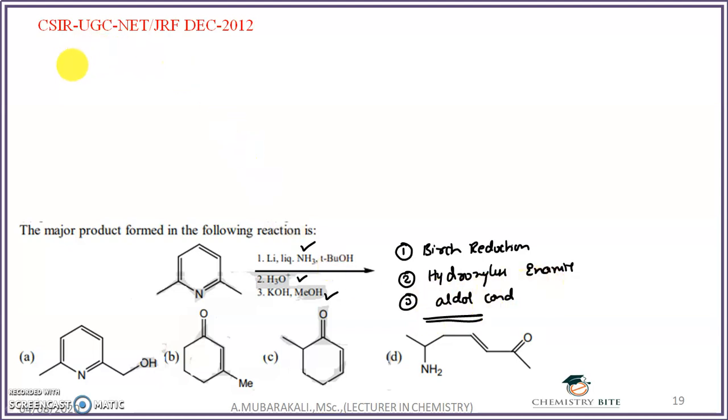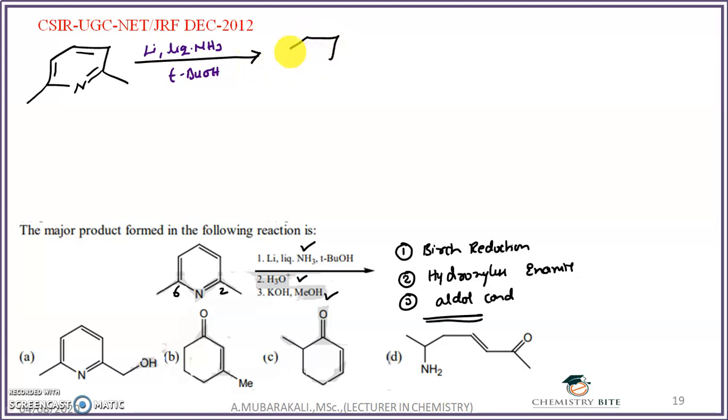So we'll start with, what is its name? You can see it is 2,6-dimethylpyridine. I'll start with 2,6-dimethylpyridine. So when I'm starting with 2,6-dimethylpyridine, I'm reacting with the Birch reagent, lithium in presence of liquid ammonia, and the protonating agent tertiary butyl alcohol. So what will be the product?